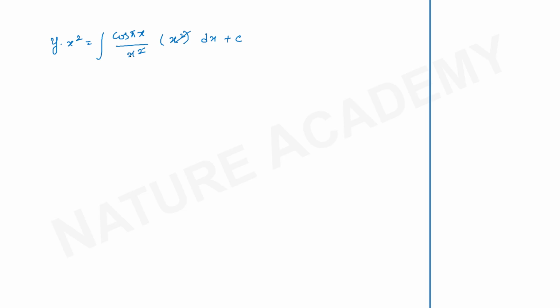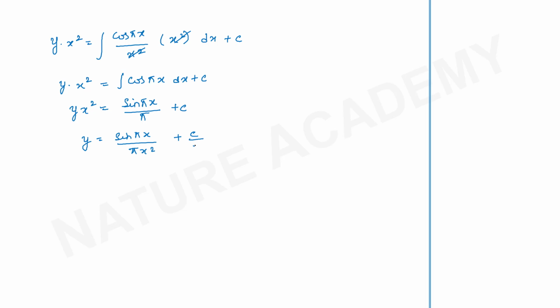Now x square will get cancelled on the right hand side. I have y into x square on the left hand side. This is equal to integral cos pi x dx plus c. So I can write the integral of cos pi x as sin pi x by pi, plus c, or y is equal to sin pi x by pi x square plus c by x square. So this will be my equation 1.